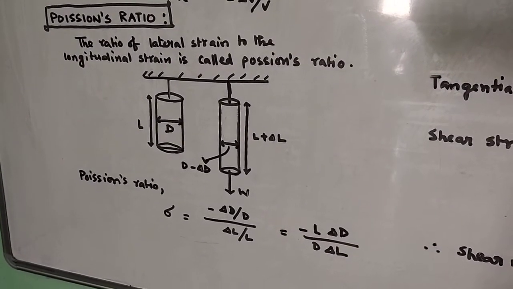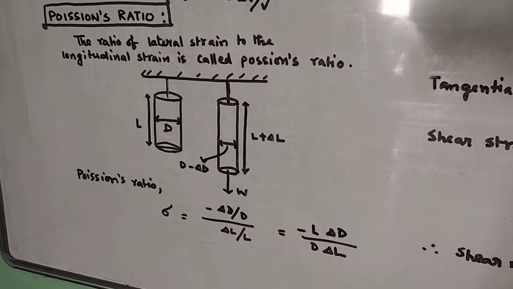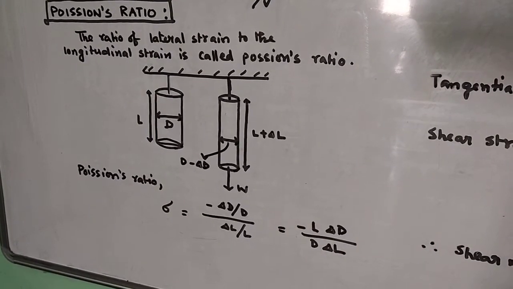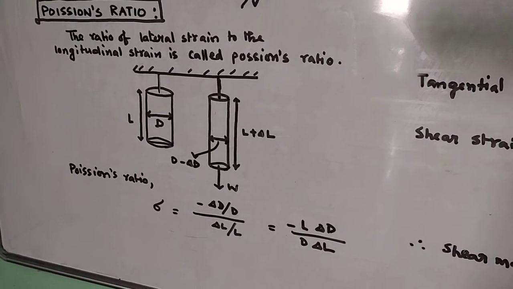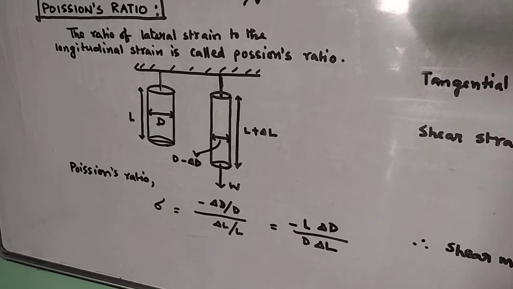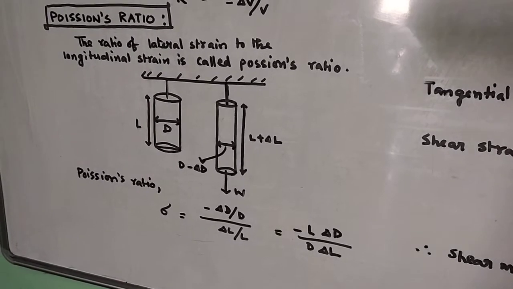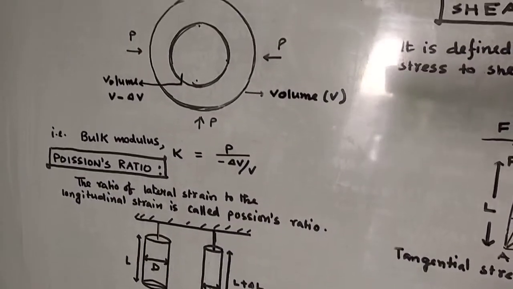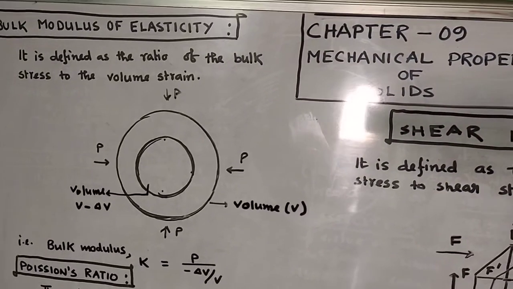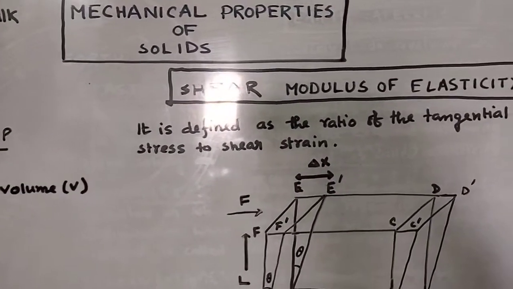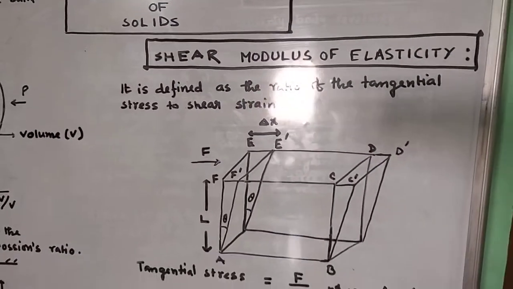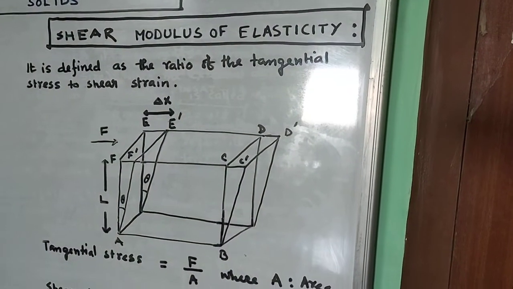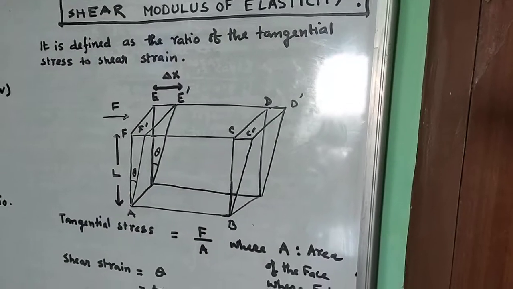So Poisson's ratio is nothing but the lateral strain, that is minus delta D by D, to the longitudinal strain, delta L by L. Minus sign is due to the decrease in diameter. So if you simplify, it becomes minus L delta D by D delta L. So Poisson's ratio is basically denoted by sigma. So please go through this part. This part is very important, and next class we are going to discuss a numerical as well as graph related to stress strain. So these are different kinds of modulus of elasticity based on the different kinds of stress and strain.